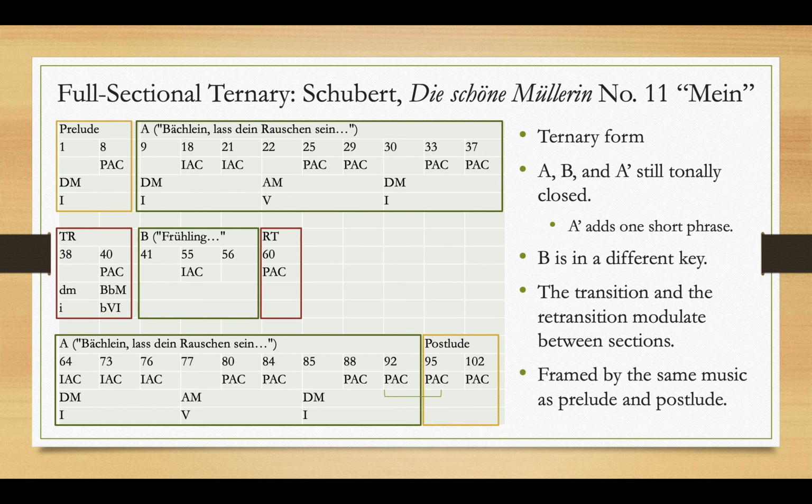And as you likely also noticed, this is framed by the same music as both prelude and postlude. Schubert seems to like to do this, where he takes the exact same music and uses it for both of those functions, though it's not necessarily always going to match in every single prelude and postlude. It's entirely possible to have different stretches of music in these two locations. So "Mein" is a good example of a ternary piece that has three clear tonally closed sections, which is what makes this a full sectional ternary. But that basic full sectional ternary has been expanded slightly with the framing functions of prelude and postlude and the connecting functions of the transition and the retransition.